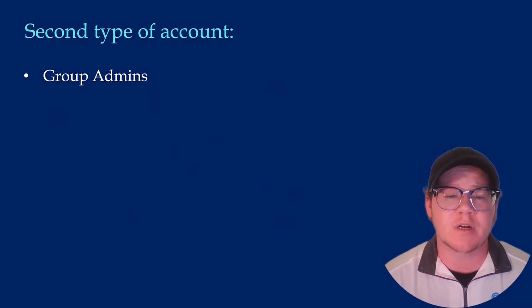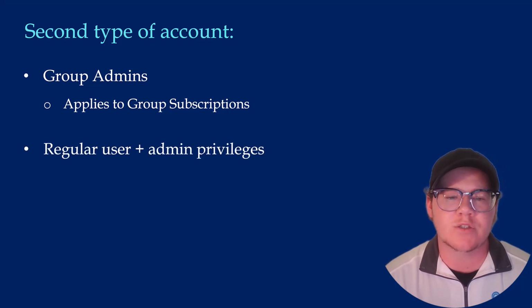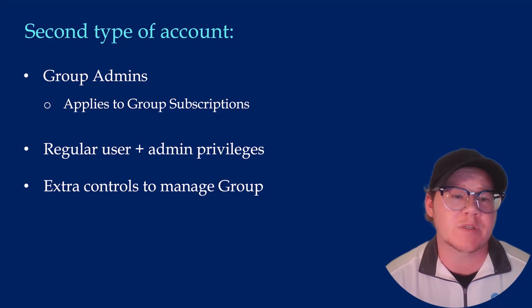The second type of user account on Sooth is the group administrator, or group admin for short. A group admin role only applies when a group subscription has been purchased. So for quick reference, a group subscription is a plan designed for one or more users, making it ideal for classrooms, individual schools, or even entire districts. A group admin is a regular Sooth user plus added administrative privileges and controls. These go beyond the standard account permissions and give more control over how that group is managed.